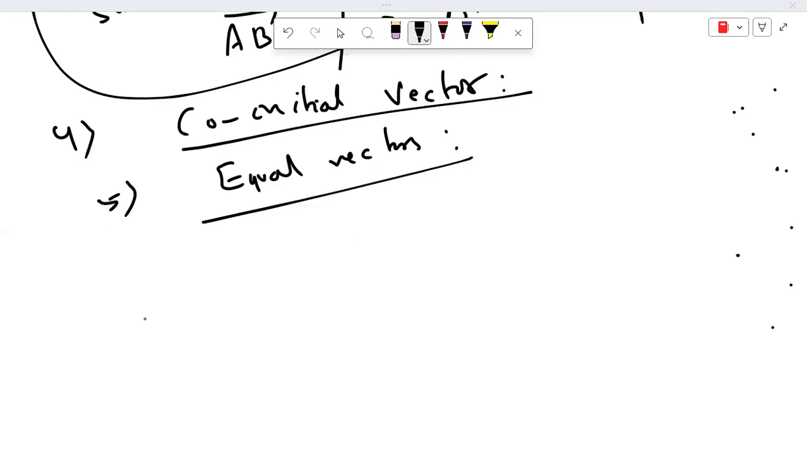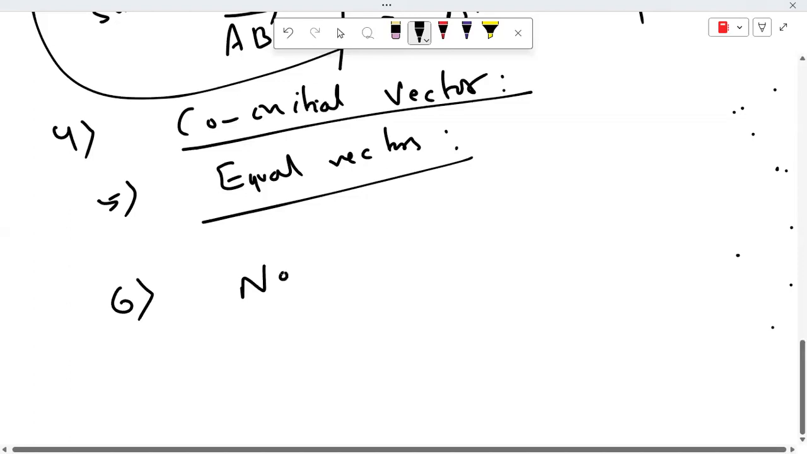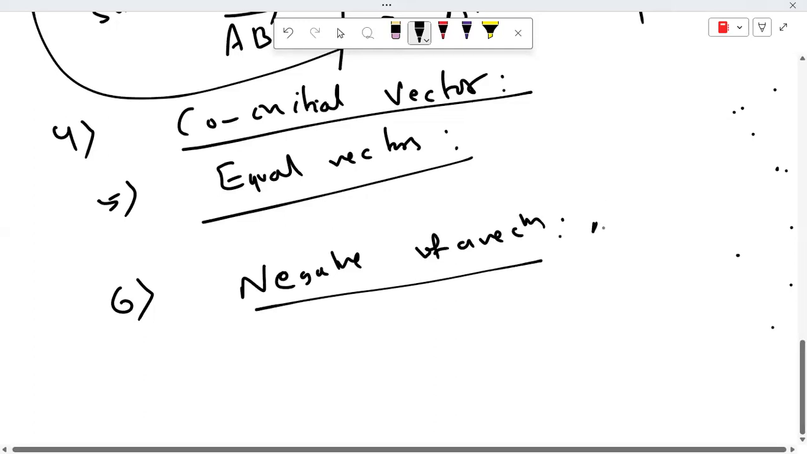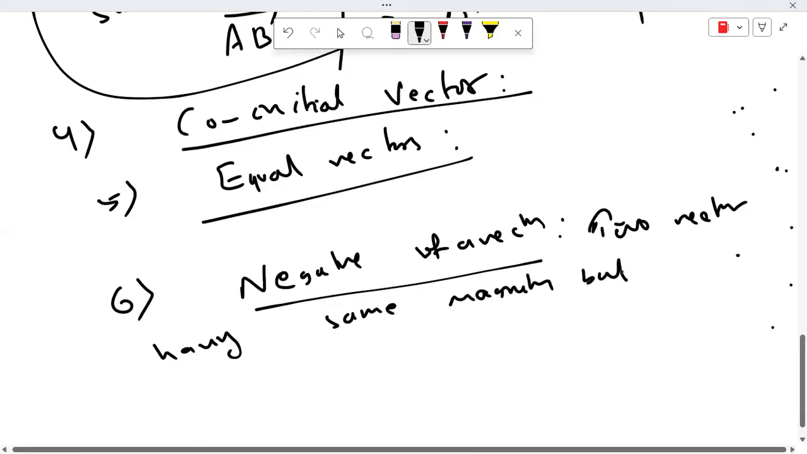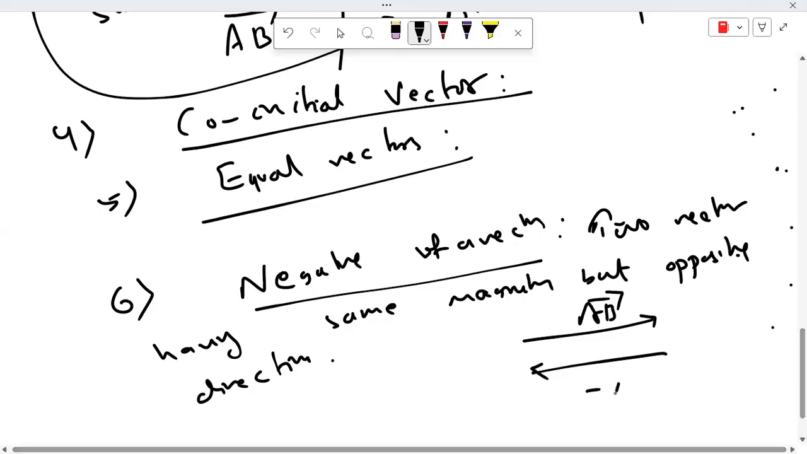Okay. Note it down. Negative of a vector, or negative vector: two vectors having same magnitude but opposite direction. If this is AB vector, then this will be minus AB vector. Note it down.